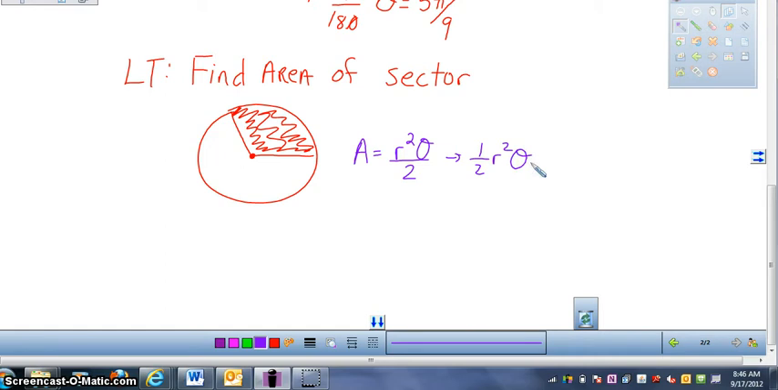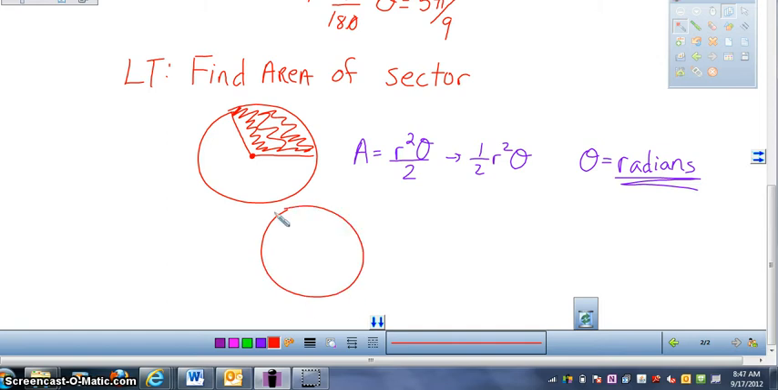And remember that theta must be in radians. If it's not, convert. Theta must be in radians. We'll just try one example of this. So here's my circle. Let's say that I have an angle of 50 degrees, a central angle of 50, which we'll say is about here, and a radius of 6 inches. And I want to know the area of this little sector.